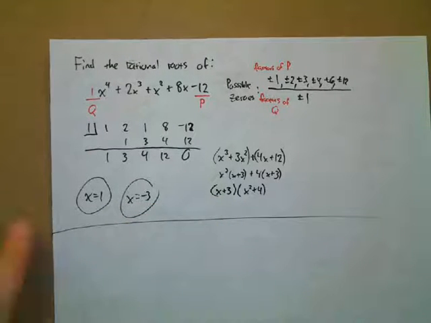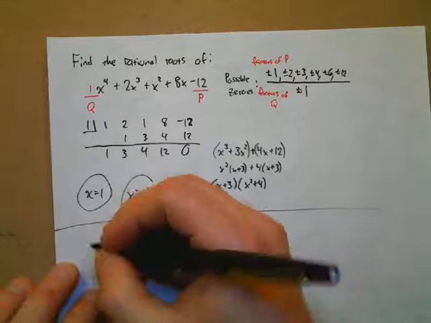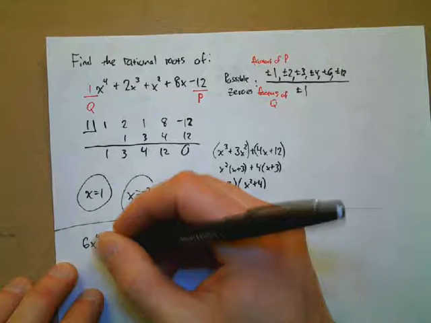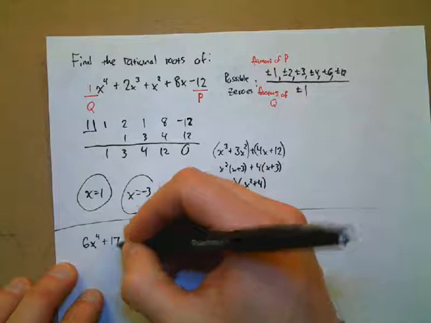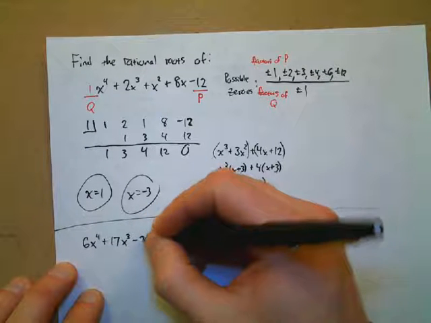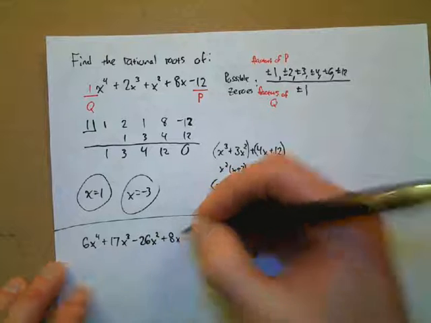So there's our polynomial. Same directions. Find the rational roots or find the rational zeros, right? Zeros and roots are synonymous. Find the rational zeros, find the rational roots of that.